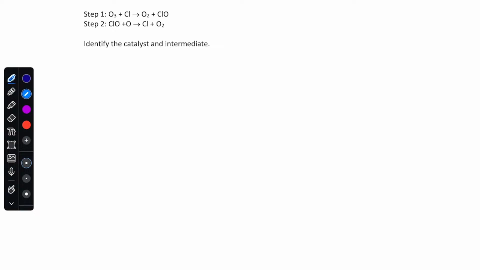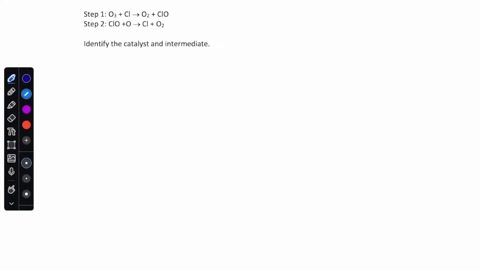16, below is a proposed mechanism for depletion of ozone in the upper atmosphere. These two steps won the Nobel Prize in 1978, I want to say. Sherwood, Rowland, and Molina. You can read all about that later. It was determined to be the reason why our ozone layer had been depleting.